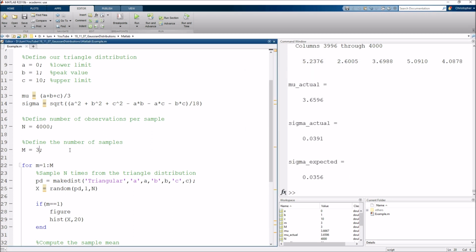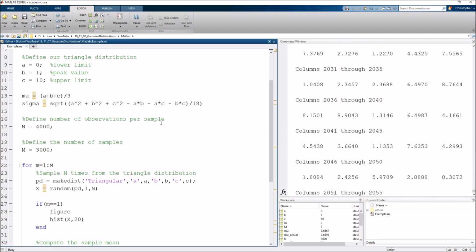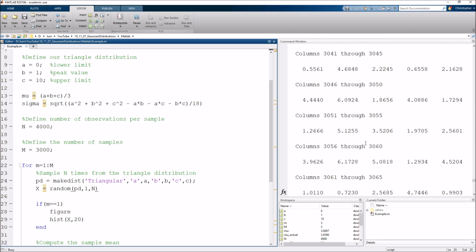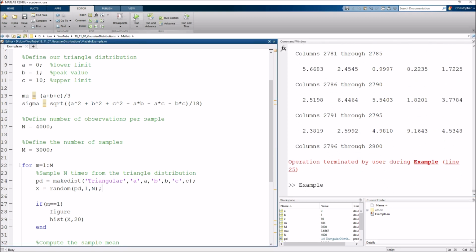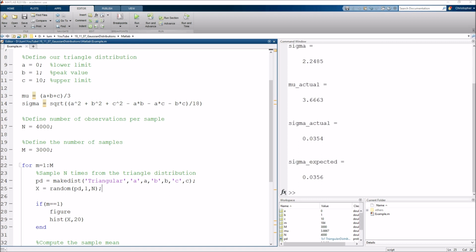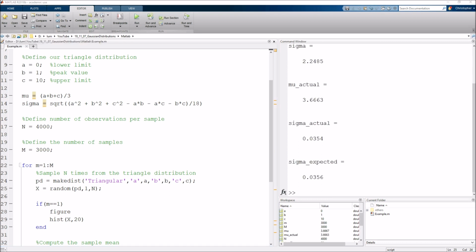So let's crank this number up. Let's run this thing. How about 3,000 times? Oh, whoops! I'm missing a semicolon. Hold on. Let me break out of this. Let me put the semicolon back here so we're not suppressing the output. Run this sucker again. And okay, here we go.